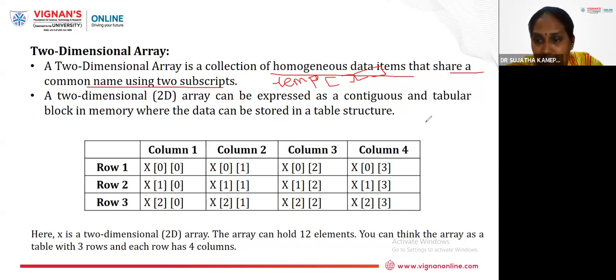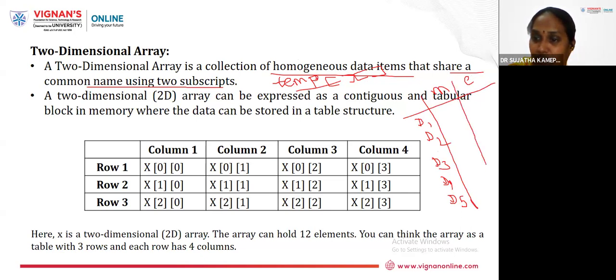Suppose for example, this array represents the temperature values for 5 days. Day 1, day 2, day 3, day 4, day 5. For 5 days, I want to note down the temperature, for morning as well as evening. For all the 5 days, for morning and evening, I want to note down those values. So here I am going to enter those values. Suppose for example, it is 98.0, 99.0, 97, 96.5. Like that, the values are noted.